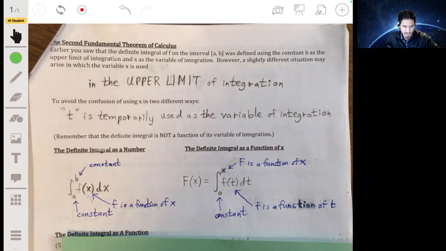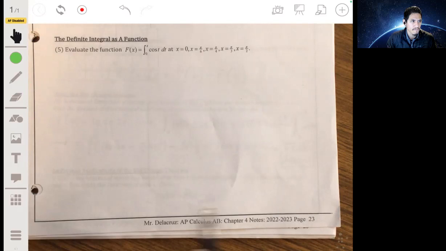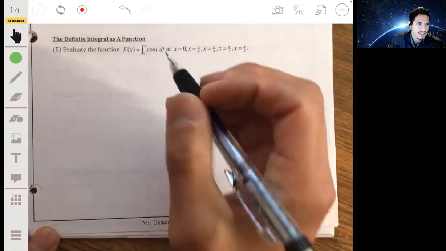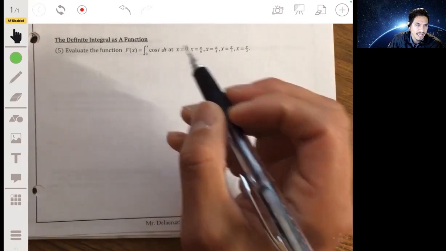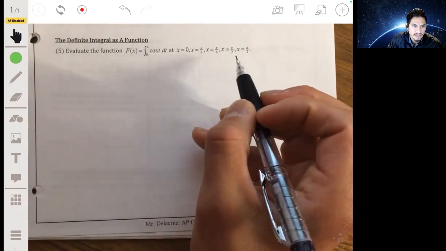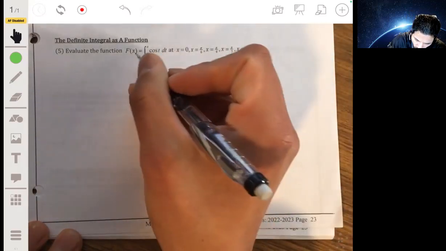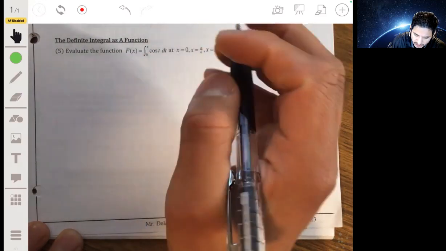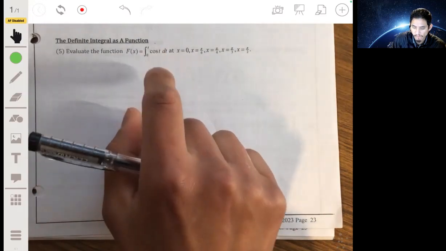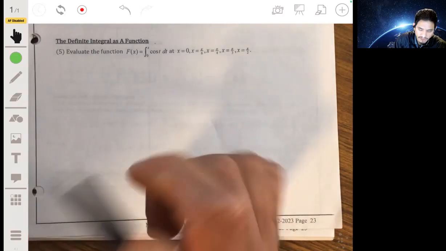So let's go through a practice problem because it's always the best way to understand these concepts. Let's evaluate the large F of x that's equal to the integral of the cosine of t from 0 to x, at these values of x. What we have here, again, is that large F of x is equal to this integral. But you're not going to get some number, because you're getting a function.